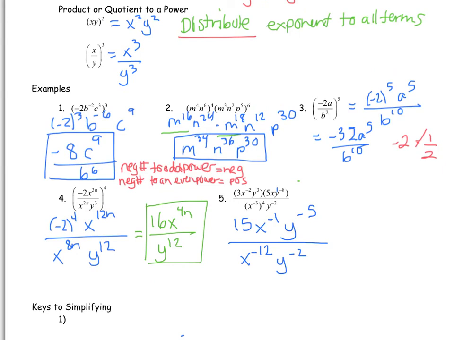Now before I do battle, I'm going to work on making all of those exponents positive. So I'll keep the 15 on top. I'm going to switch my x's, so the x to the 12th goes to the top, x to the 1st goes to the bottom, and now they're positive.